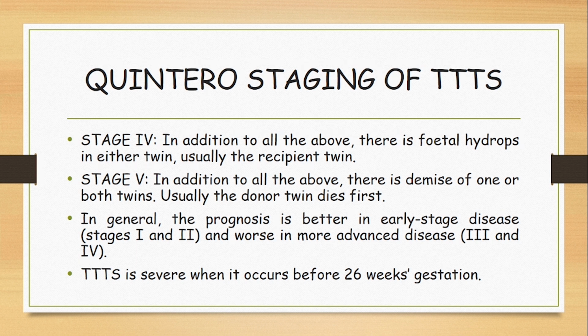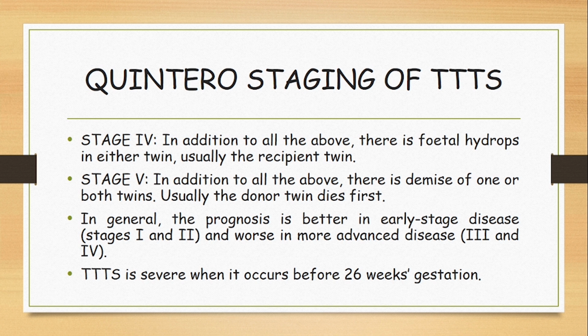In general, the prognosis is better in early stage disease, stages 1 and 2, and worse in more advanced cases from stage 3 and above. It's always better that an early diagnosis is made so that intervention can occur before an adverse condition develops. Twin-to-twin transfusion syndrome is severe when it occurs before 26 weeks of gestation. They tend to have more severity when they occur early in pregnancy.